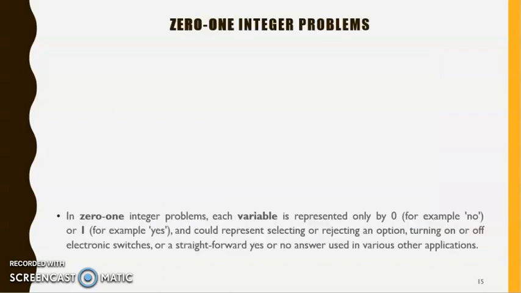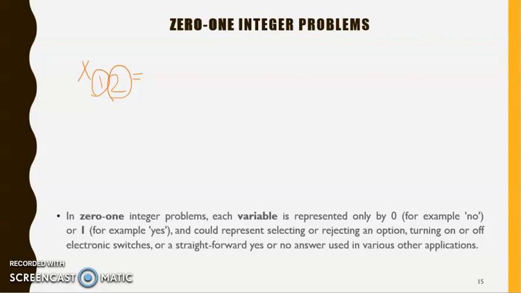Here we have a simple difference between the assignment problem and, for example, the transportation problem. For the transportation problem, the decision variables were something like this. For example, when we said x12, it was the number of units shipped from origin 1 to destination 2.